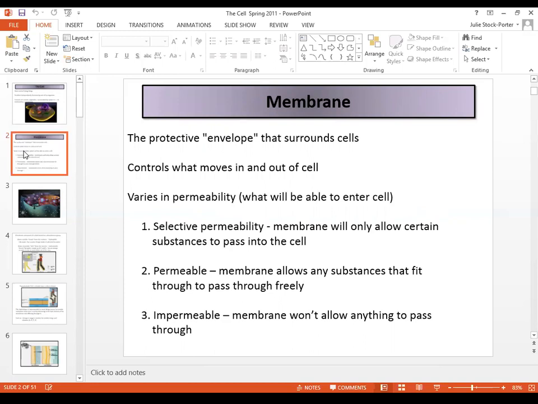Impermeable, the membrane won't allow anything to pass through. So if it's impermeable, it's more like a wall. You just can't get through it. So there are three types of permeability: selective, permeable, and impermeable.